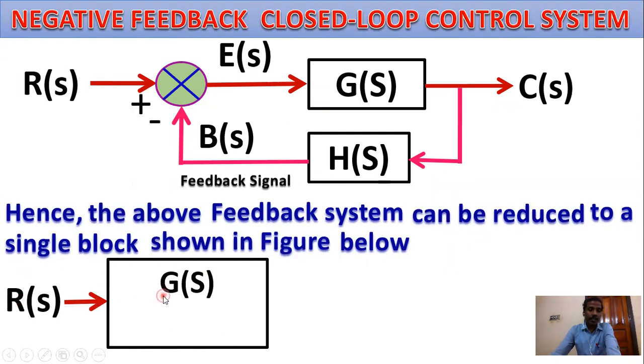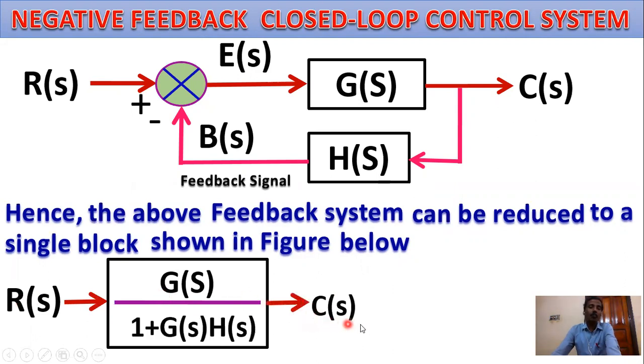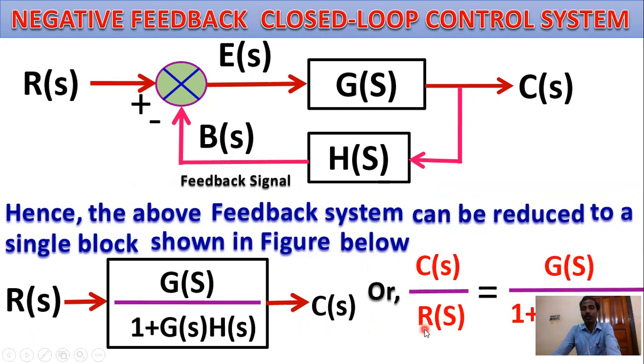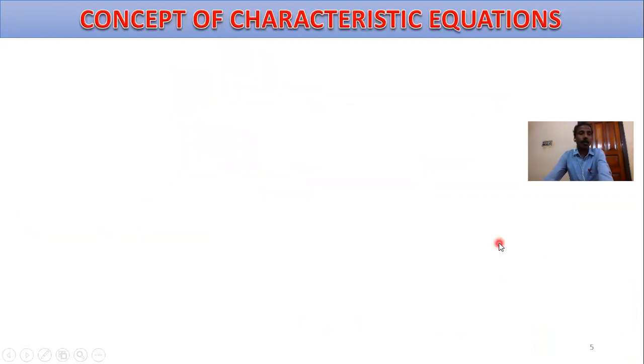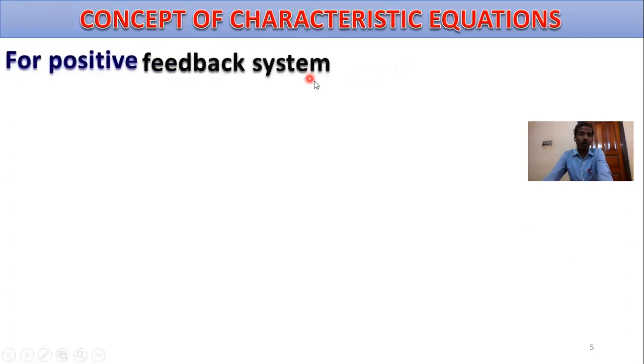So this is the negative feedback closed loop system and its transfer function: R of S reference input, G of S by 1 plus G of S H of S, and the output C of S. Then C of S by R of S equals G of S by 1 plus G of S into H of S. This is the transfer function for closed loop negative feedback control systems. And 1 plus G of S H of S is called the characteristics equation.